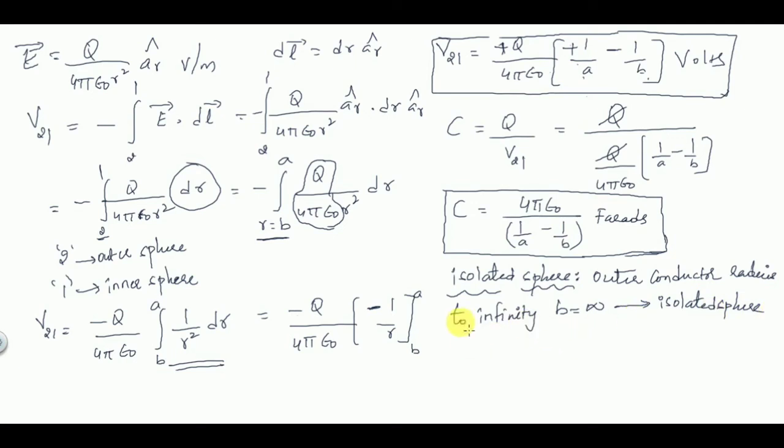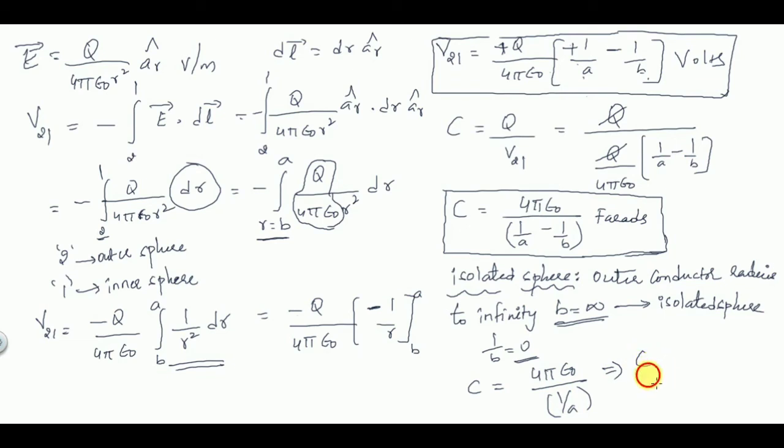Okay, so the outer sphere, which consists of negative charges, is existing at b equal to infinity. Such a sphere is called an isolated sphere. So when b is equal to infinity, 1 by b becomes 1 by infinity, which is 0. So what is the capacitance formula? It will be 4 pi epsilon naught by 1 by a.